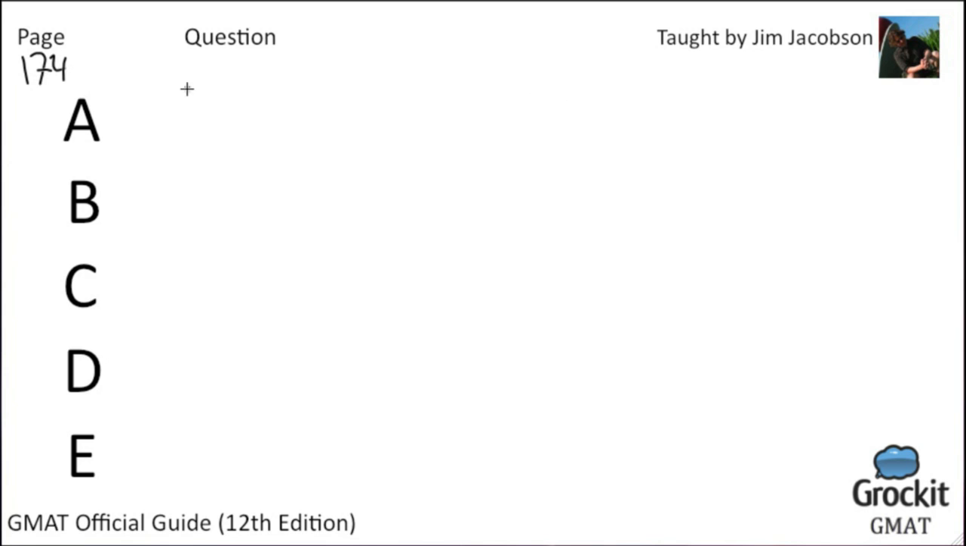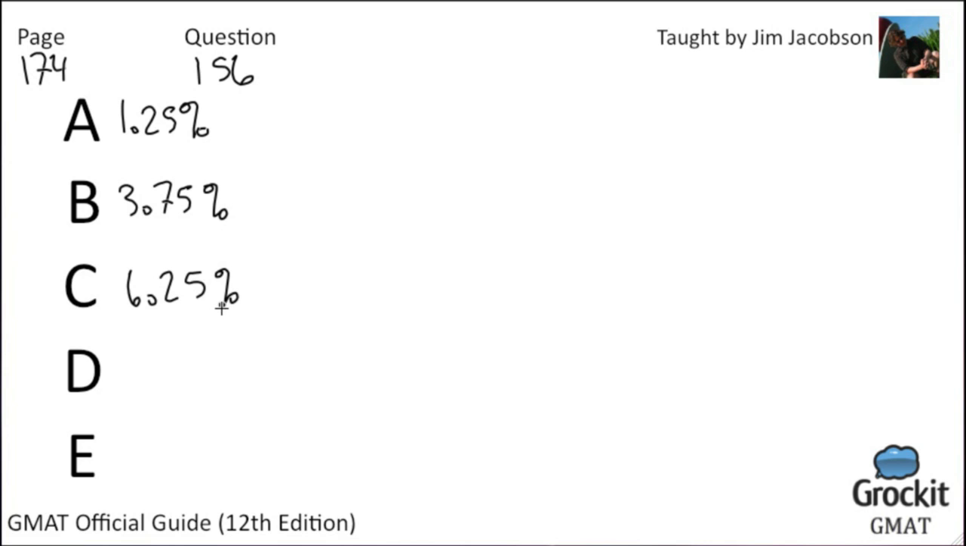174, number 156. 1.25%, 3.75%, 6.25%, 6.67%, and 11.7%. Okay. A tank contains 10,000 gallons of a solution that is 5% sodium chloride by volume.